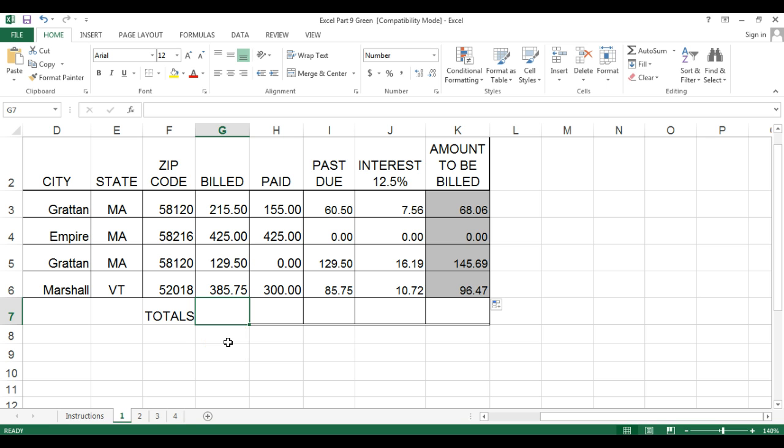Now, I prefer you did not do it the long way. Please do not do equal sign G3 plus G4 plus G5 plus G6. That is a complete waste of time. It's much faster, and I would hope that by now you would know just to click on the auto sum.